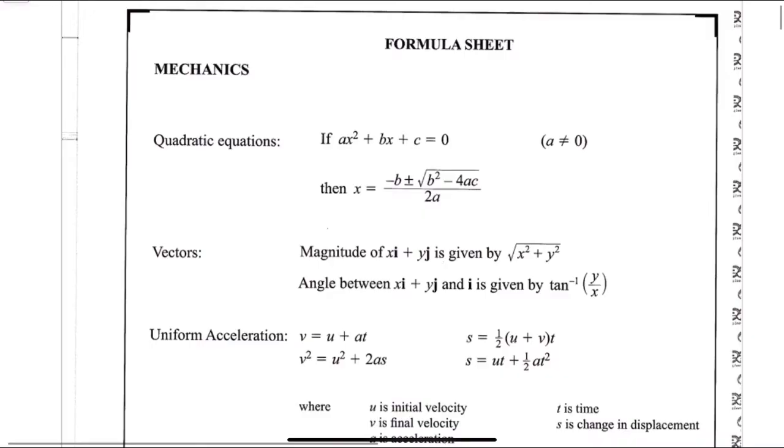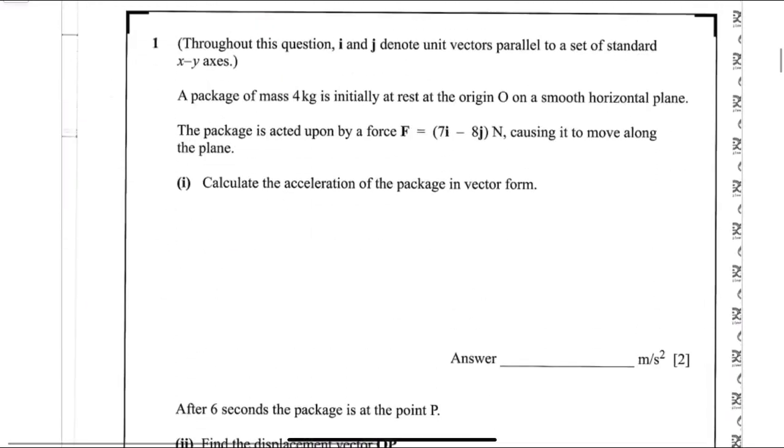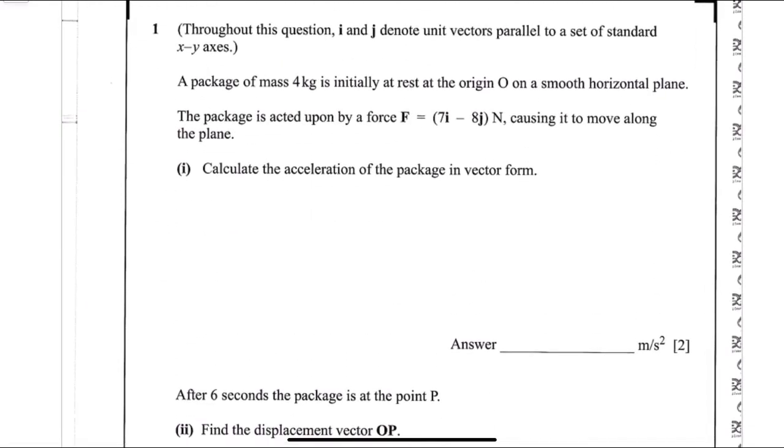You can see the formulas you're given, and we'll come back to them if and when we need them. Okay, first question says, throughout this question, i and j denote the unit vectors parallel to a set of standard xy axes. A package of mass 4 kilograms is initially at rest at the origin on a smooth horizontal plane. The package is acted upon by the force F, which is 7i minus 8j, causing it to move along a plane. Calculate the acceleration of the package in vector form.